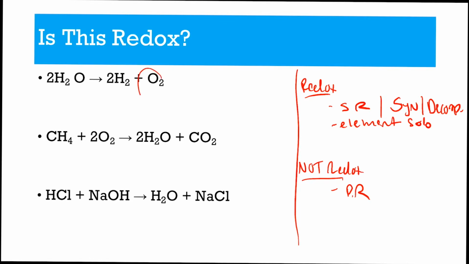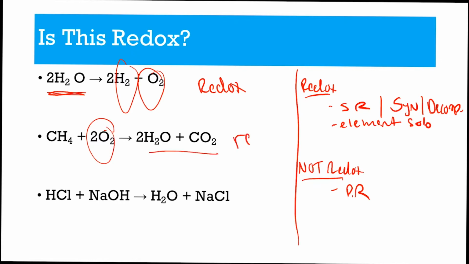For the first one, we have O and H by themselves. This is a very simple decomposition reaction. If you have things by themselves and then they're not by themselves somewhere else in the equation, this is a redox reaction. For number 2, you have oxygen all by itself in the beginning and it is not by itself at the end. That means it did change, so that makes it a redox reaction.